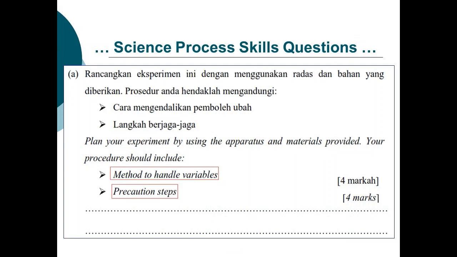Now, we look at the question given. Plan your experiment by using the apparatus and materials provided. Your procedure should include method to handle variables, precaution steps. So, any ideas how to write the method to handle the variables and the precaution steps? Good if you have the ideas. If not, please stay tuned.